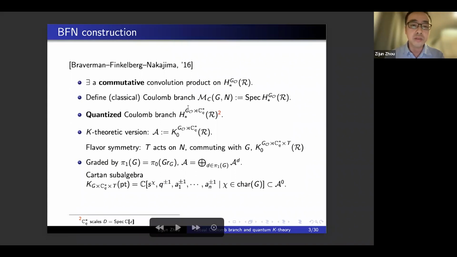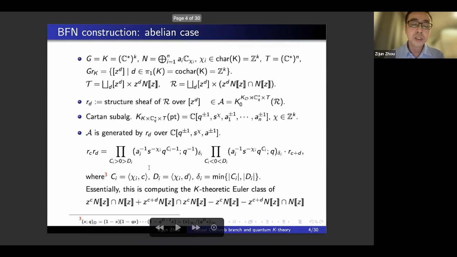So this is the general story. And in the special case where the gauge group is abelian, so it's a torus C star to the K, the BFN's Coulomb branch has a very explicit presentation. In the following, when this gauge group is abelian, I would denote this group by K, by capital K.